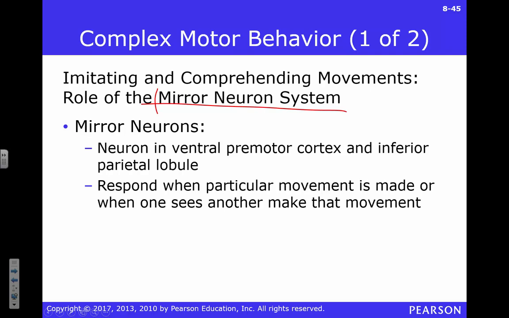They're actually in a lot of places, but the ones we're going to think about are going to be in the premotor cortex, and kind of in that parietal lobe. What's interesting about these is not only do they get excited when you make a movement, they get excited when you see someone make that same movement. Okay?